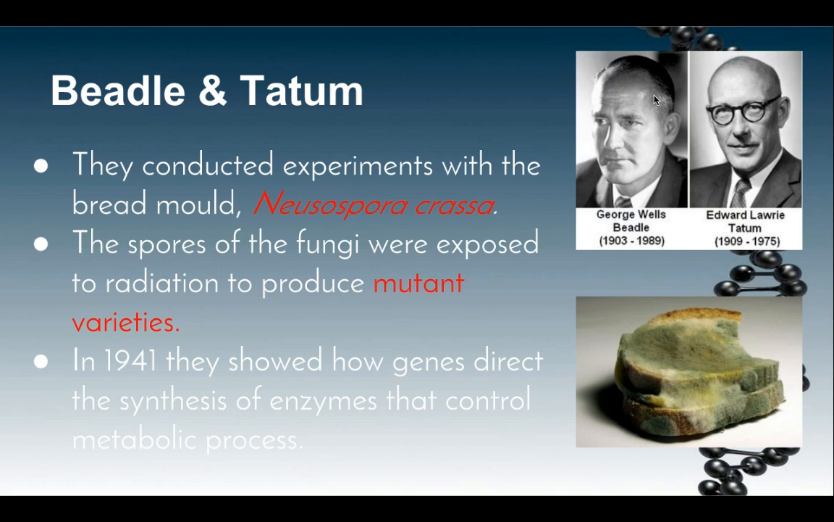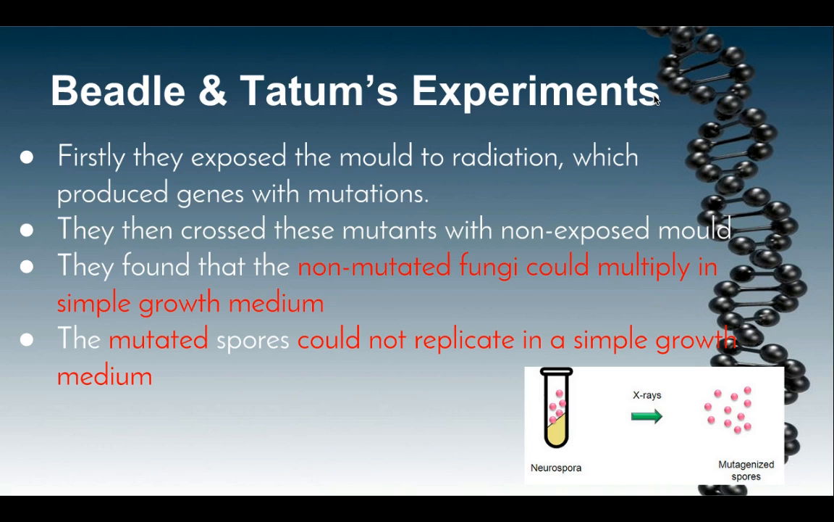The reason for this shift is the mold was a much easier organism to work with as it grew quickly, required only a simple medium for growth, and the spores that were produced during reproduction were easy to isolate for analysis. In 1941, they were able to show that it was the genes that directed the creation of enzymes that are involved in a variety of metabolic processes.